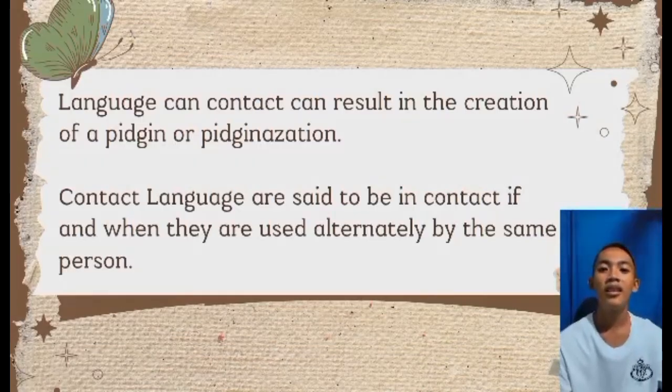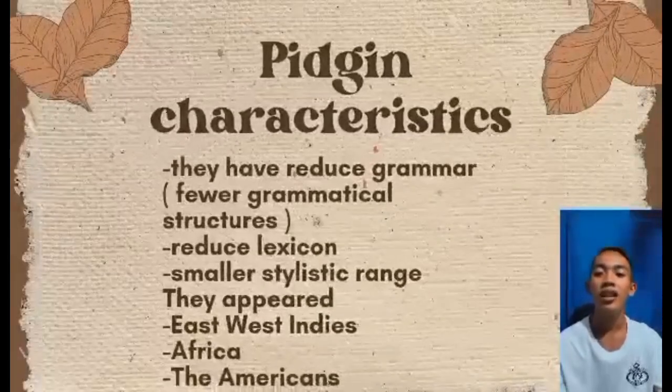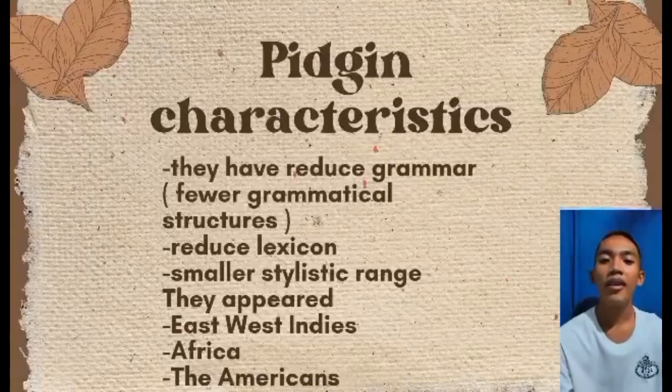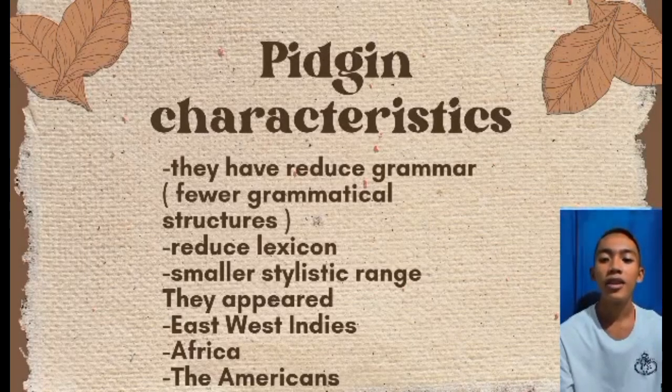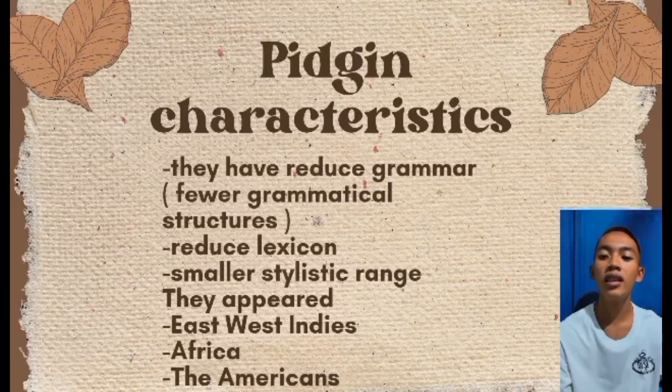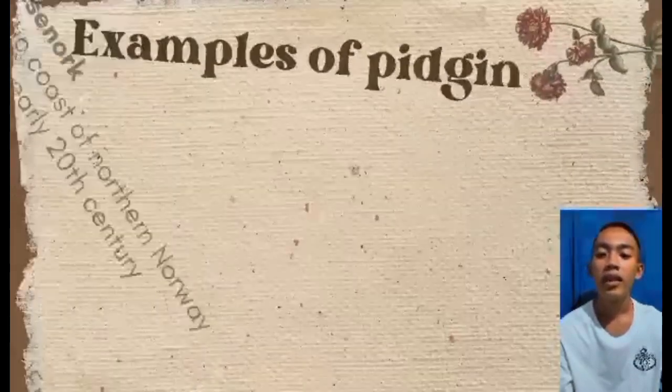So pidgins have characteristics. They have reduced grammar or fewer grammatical structures, a reduced lexicon, and a smaller stylistic range. They appeared in the East, West Indies, Africa, and the Americas. So they are examples of pidgin.